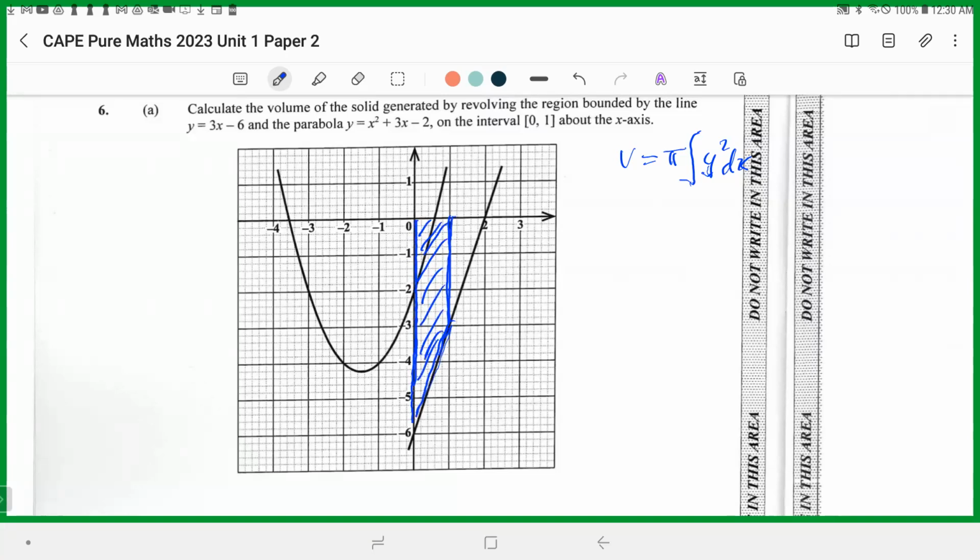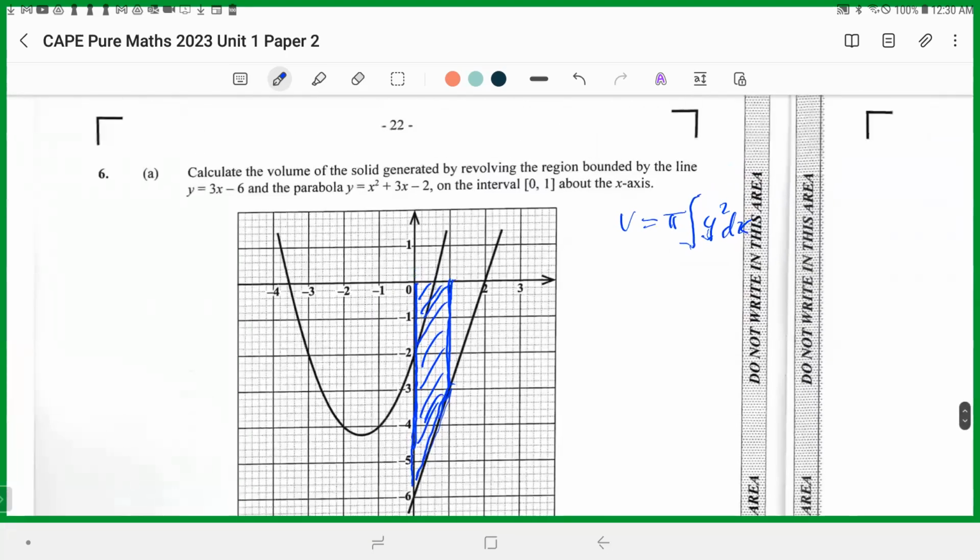When you revolve around the x-axis, it's going to basically come out with a solid looking something like that. All of this, it's going to be circular, like so. And this end also is going to be circular, right? Like a frustum, like so.